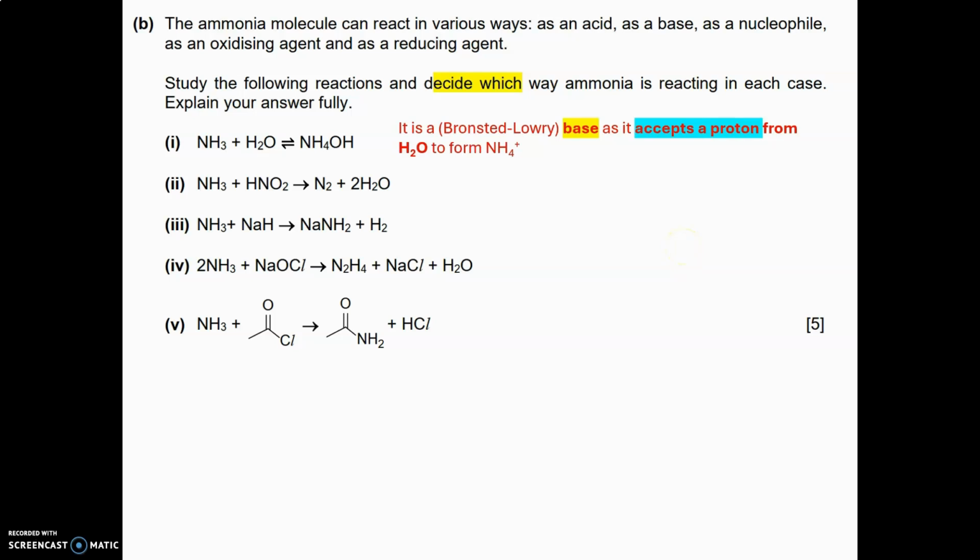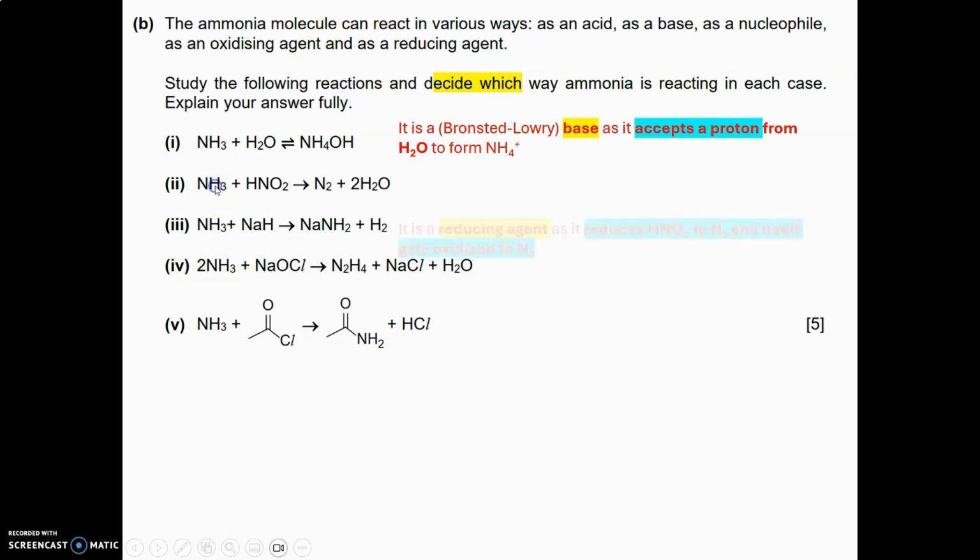So now you need to know what these various terms mean: acid, base, nucleophile, oxidizing agent, reducing agent, and apply them to the given reactions. So first one, ammonia, it is a base, and more specifically it's a Bronsted-Lowry base, as it accepts a proton from water to form ammonium ion.